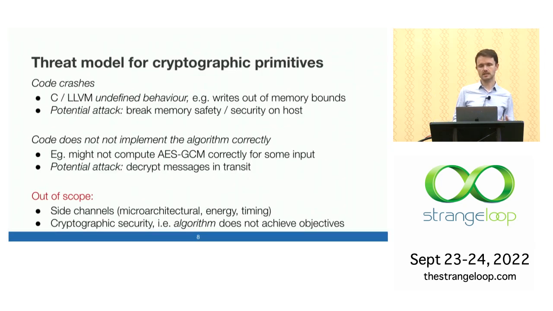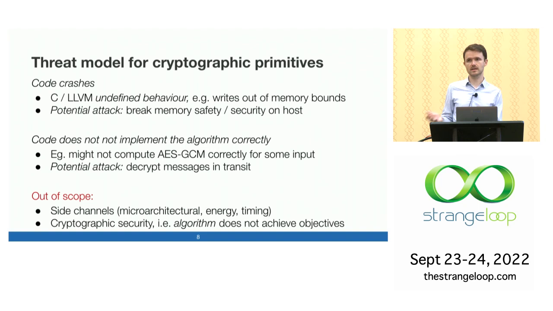The first thing to say here is that when you think about a threat model for cryptographic systems, when we say verification, you really need to say verification of what, by what? And why do we verify these particular properties? In the case of cryptography, we're mostly interested in code crashes and code that doesn't implement the algorithm correctly. We worry about code crashing because these cryptographic primitives are running deep inside the system. If they were to crash, or generate undefined behavior in the LLVM sense, they'd be able to write outside of memory bounds, and in that case you would be able to break the security model of the system.